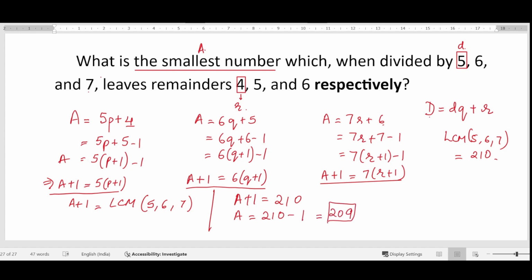So our answer is 209 is the smallest number which when divided by 5, 6 and 7 leaves remainder 4, 5 and 6 respectively.